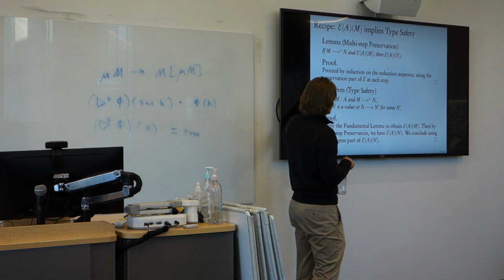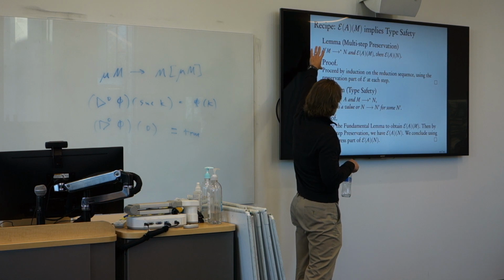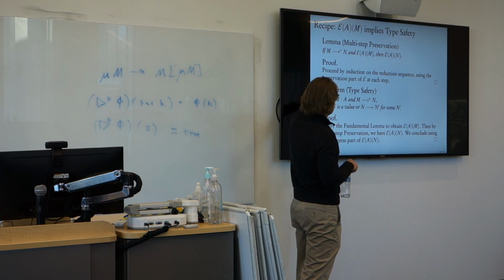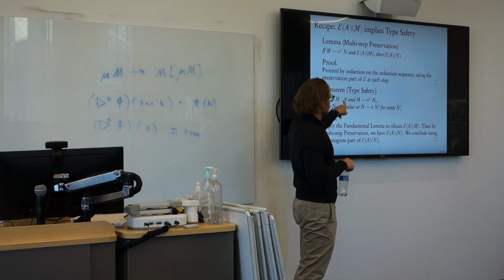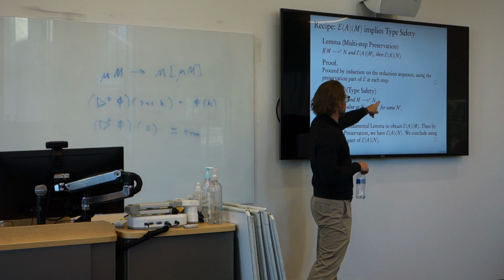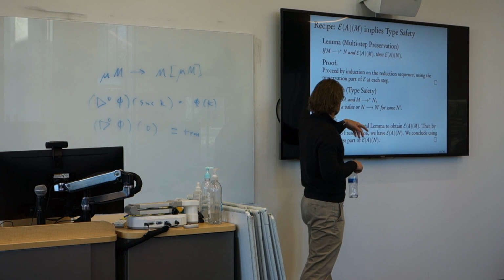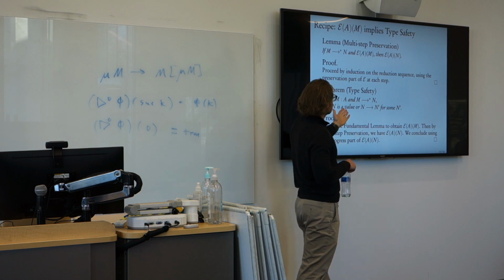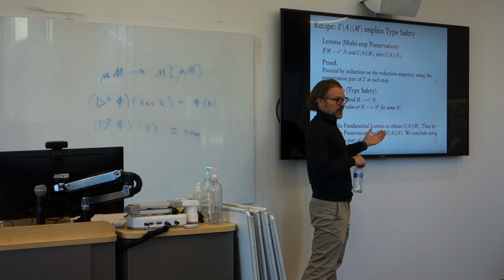Okay, and then once we have that lemma, it's fairly straightforward to prove type safety. So we've got that M is well typed, and we know that M goes to some term N, and we want to know that N is either a value or it can take another step.